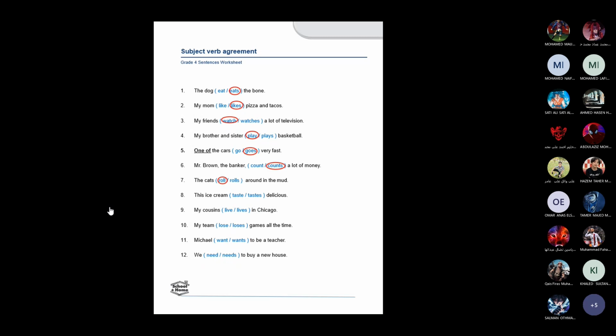Do you know why, Muhammad? Why? Because the subject is singular. Only one ice cream I'm talking about. Understand? Very good, Muhammad. So this here, guys, refers to a singular subject. This and that. So this refers to a singular subject, so the verb must end in S. Tastes. Okay, very good, Muhammad.